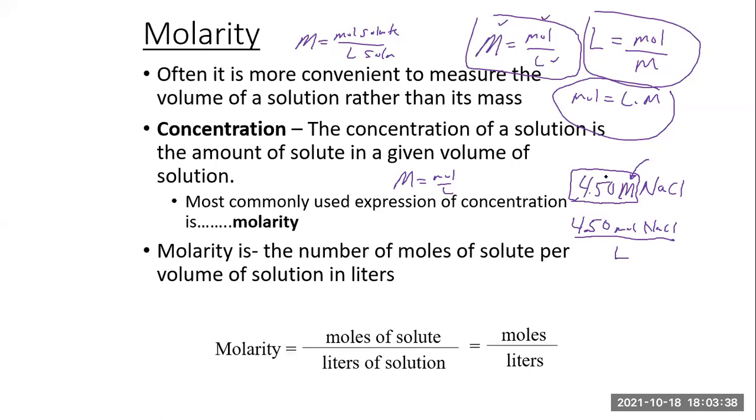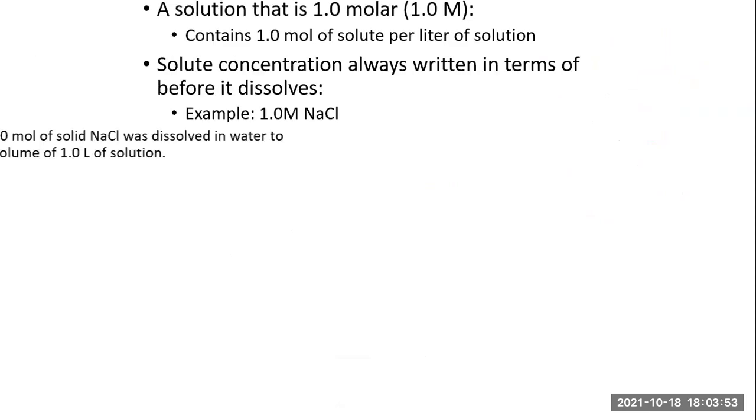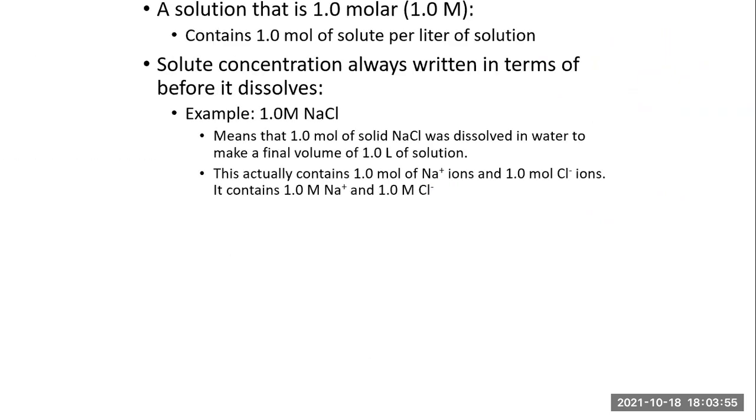The higher the M value, or the molarity value, the more concentrated it is. The lower the M value, the less concentrated it is, the more dilute a solution that you have. Now, when we talk about a solution that is 1 molar sodium chloride, what does that mean? It means that you have 1 mole of solid sodium chloride that has been dissolved in enough water to make 1 liter of solution. It would also mean, in terms of the ions present in that solution, because sodium chloride is a strong electrolyte, you would have 1 mole of sodium ions, and the concentration of sodium would also be 1 molar.